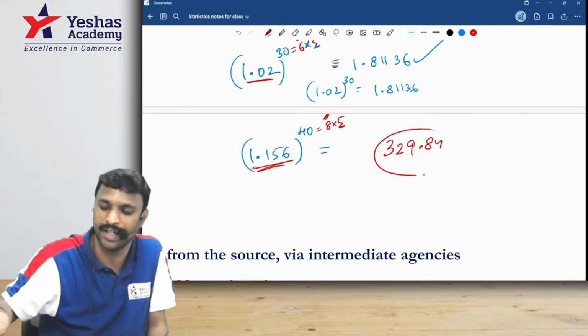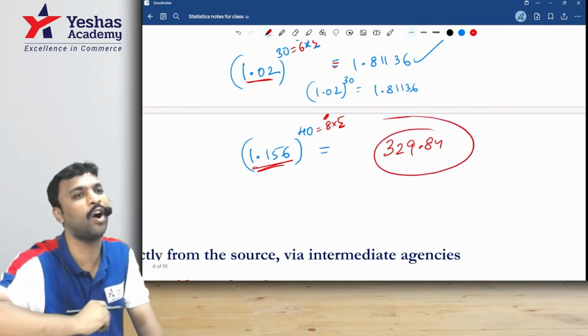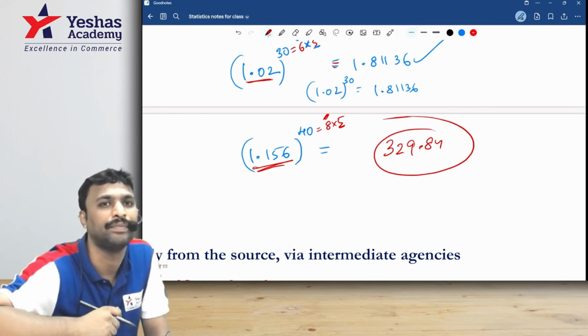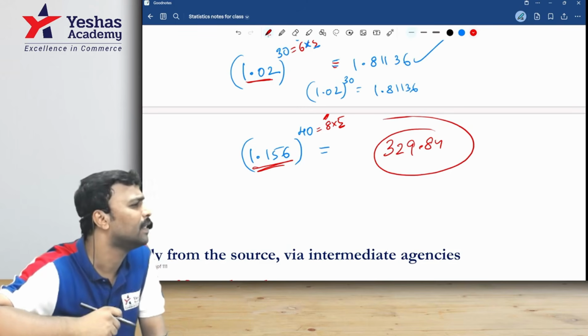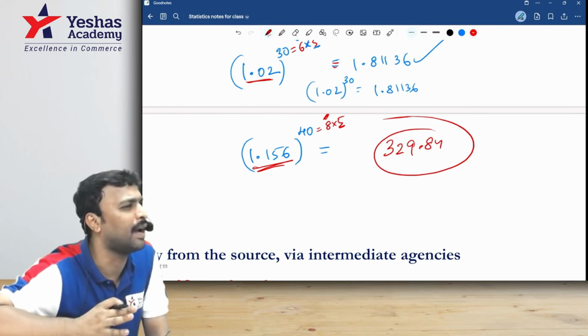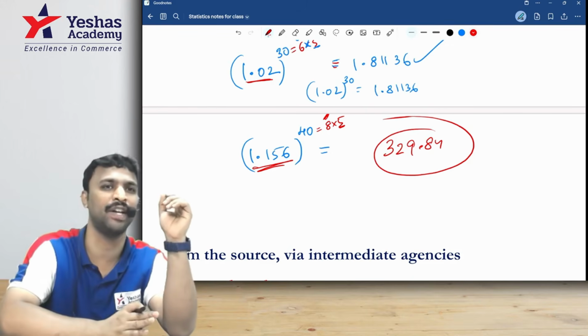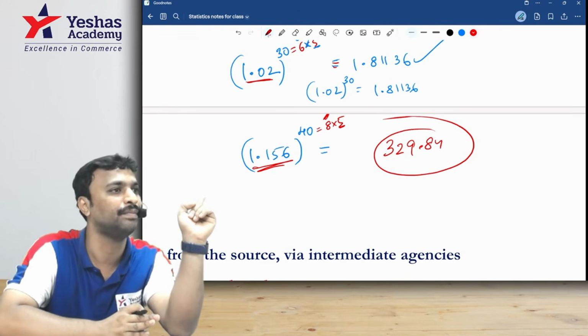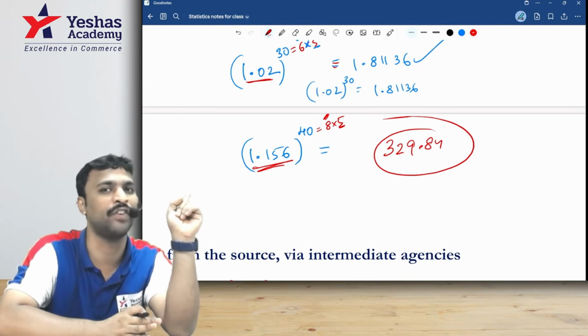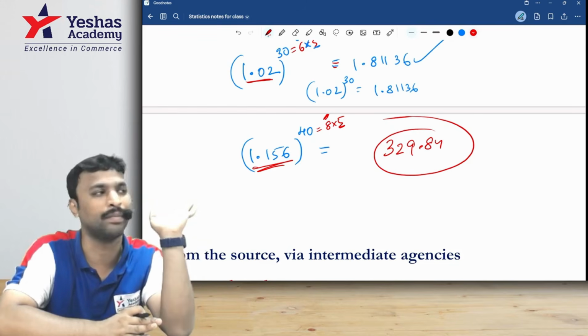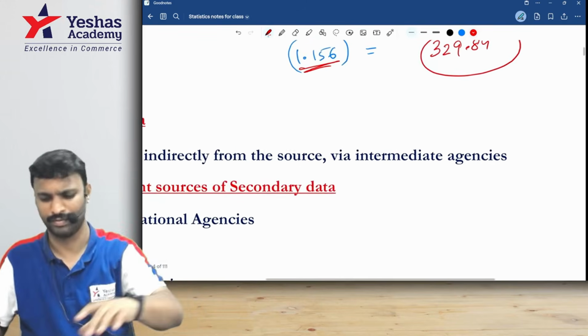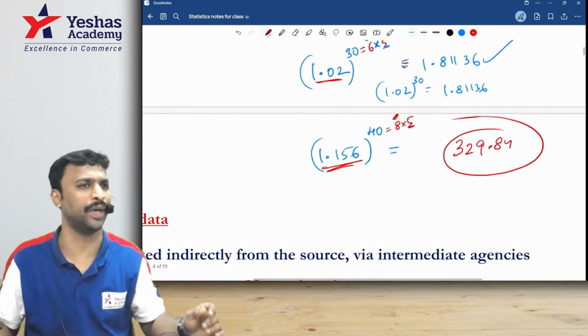So what is the result? Is it the answer that you had got? Everyone got the same? Say yes or no? Pakka. So this is what you should do for raising the power of a number to any whole number. Do one more. I want you to get used to it.